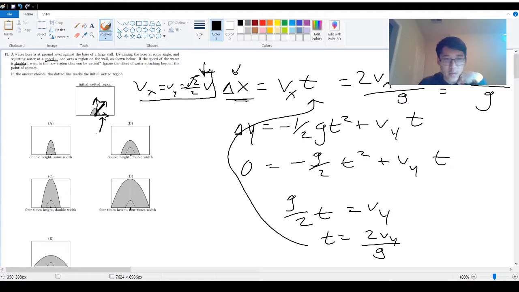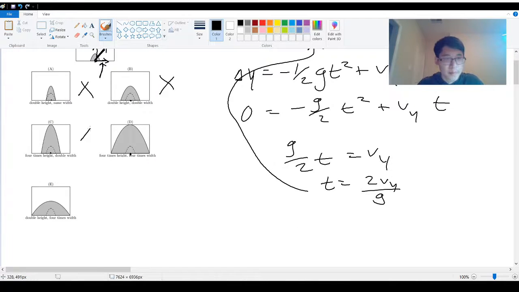So that means the width of this water beam also has to change. It reaches double, sorry, not double, quadruple, right? Because if you double v, then that's 2 squared, which is 4, so it needs to quadruple. So we can cancel out all the choices where the range doesn't quadruple. That leaves us with this one and this one, okay?